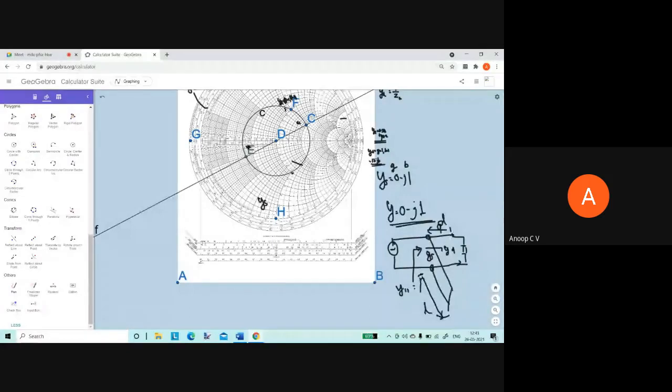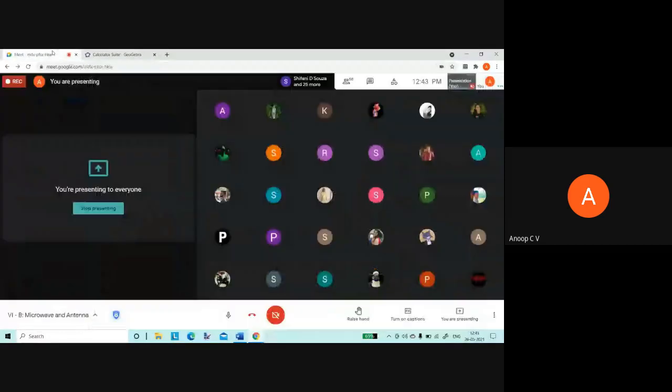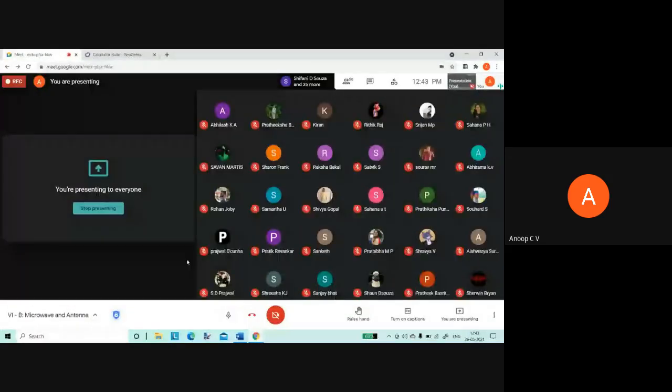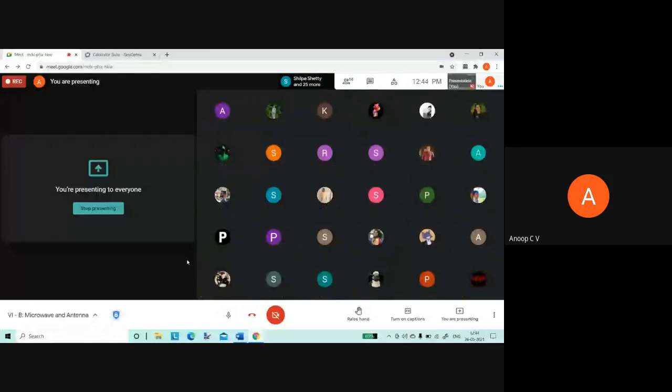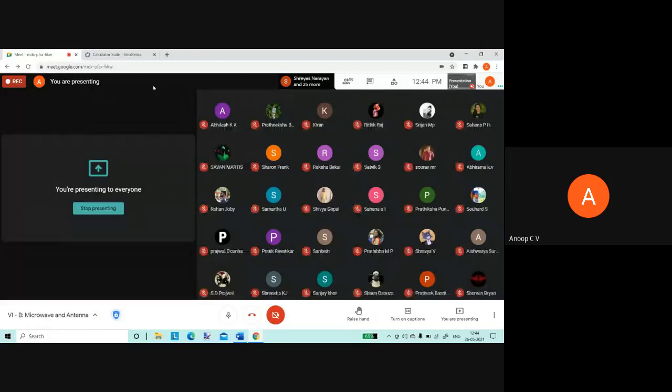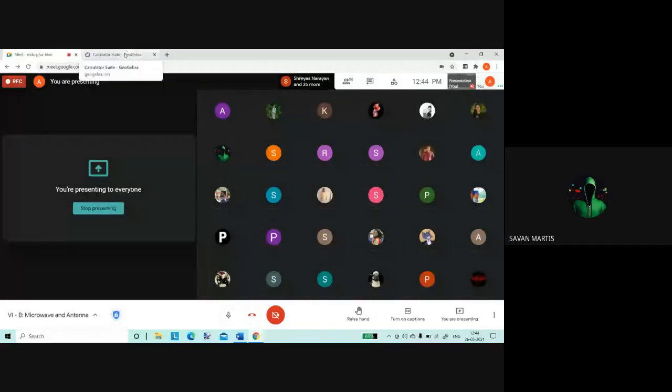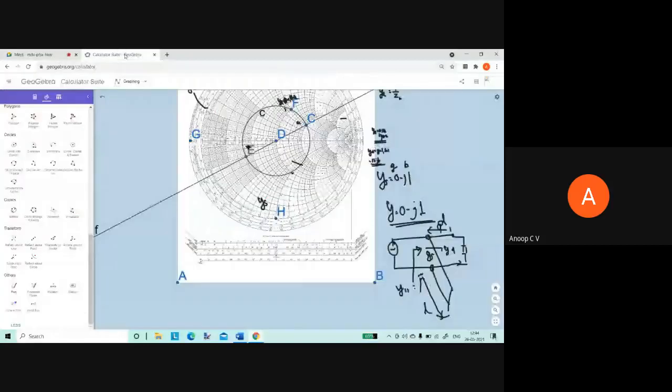So how to find distance d? Can anyone tell me how to find distance d? Yeah, anyone please tell me. Savan, how to find distance d? Please tell me. Distance from load end to the point, right? Yes. So which one was load end here?